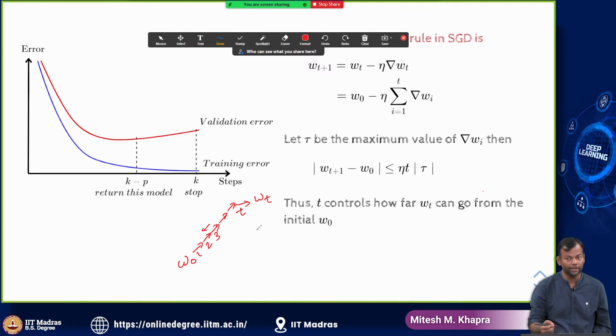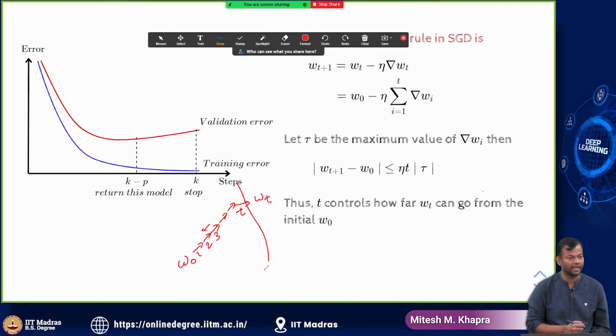Now, in early stopping, what are you doing? You are controlling the number of time steps for which you are going to allow the training, right. You are controlling this t.